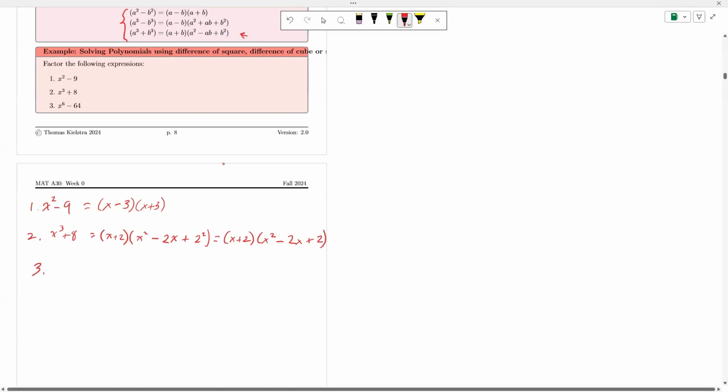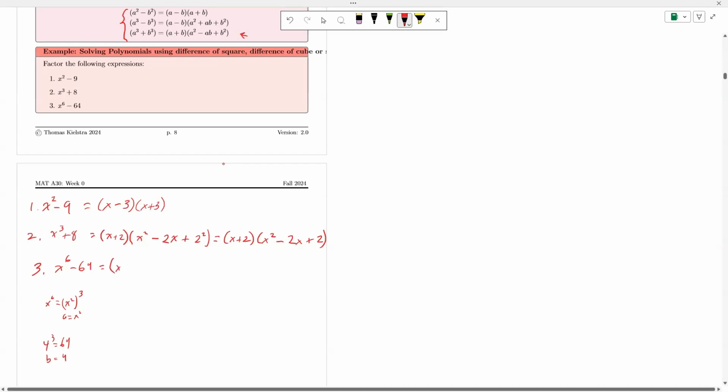And finally, our third example, we have x cubed minus 64. Now here, it is a difference of cubes, but it doesn't quite feel like a difference of cubes because we have a power of 6. But remember, x to the 6 equals x squared cubed. So this gives here a equals x squared, and 4 cubed equals 64, so b equals 4.